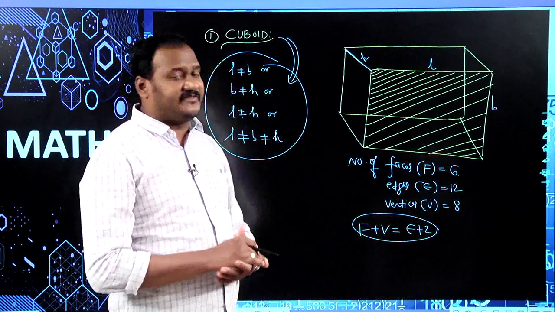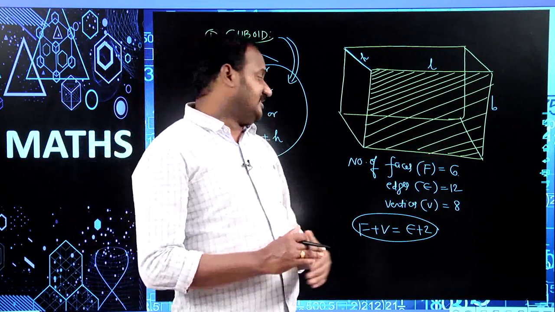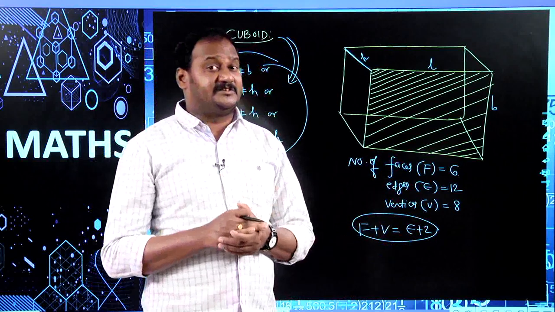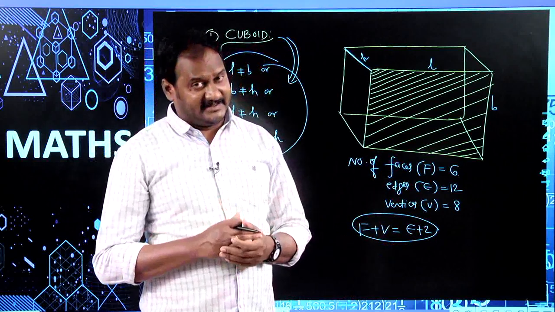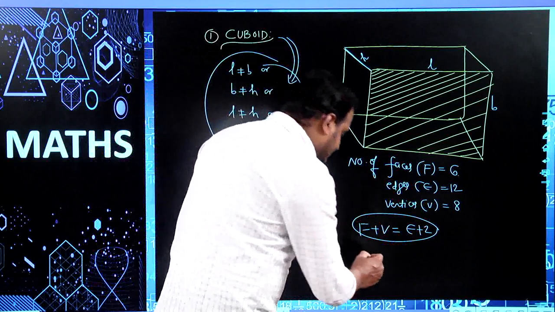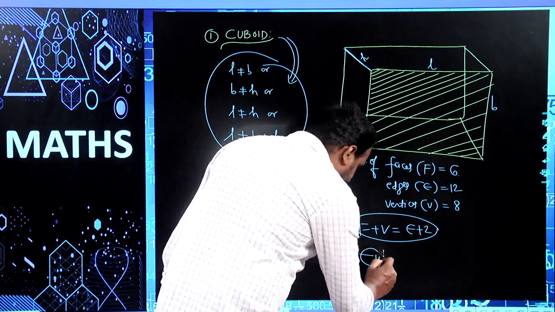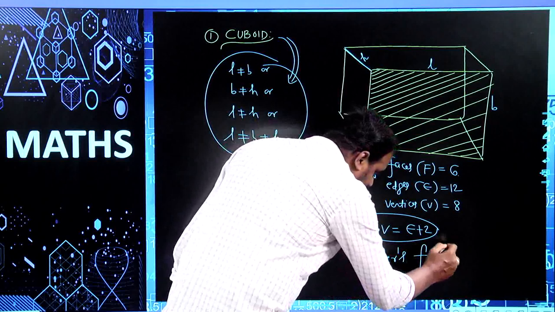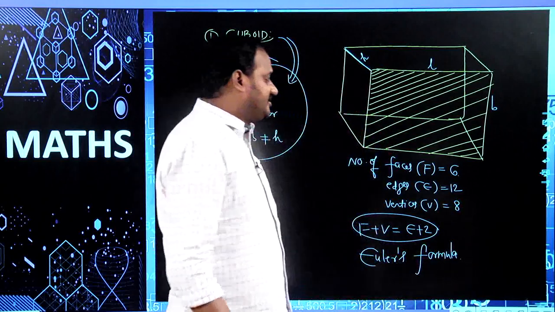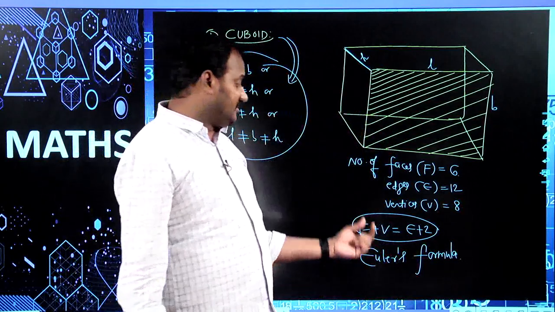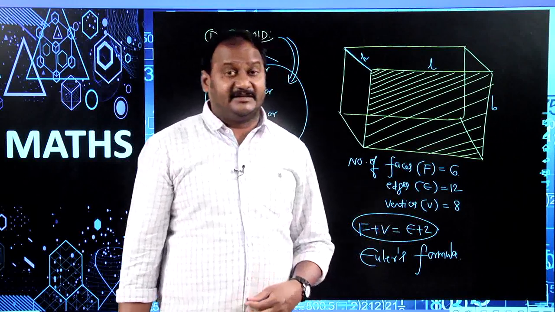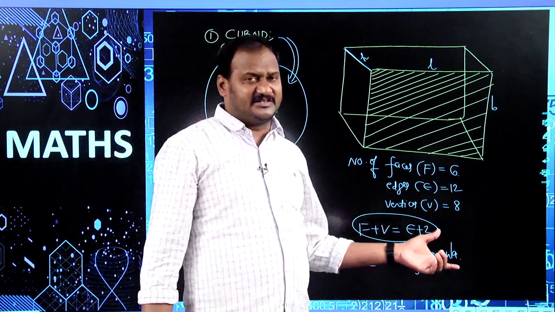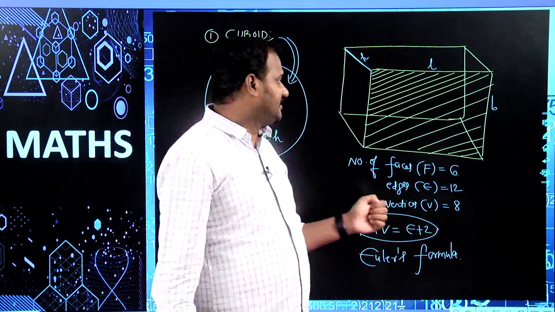He identified the relationship between the number of faces, number of vertices, number of edges of any prism or any pyramid. So, what do you call this formula? It is called Euler's formula. What do you call this? Euler's formula. So, Euler's formula gives the relationship between number of faces, number of vertices, number of edges of any prism or any pyramid. Please do remember this. This is one of the most interesting and important concepts, of course, right?